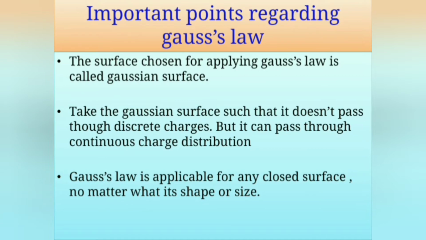So your surface should be so chosen such that charges are either inside or outside the Gaussian surface. Never choose it on the charge. But this rule is not applicable in case of continuous charge distribution. Only for discrete charges, it should not pass through a discrete charge. Then Gauss law also says that you can choose any shape and size. The shape and size of the Gaussian surface does not matter, provided you know how to find out the area bound by it.